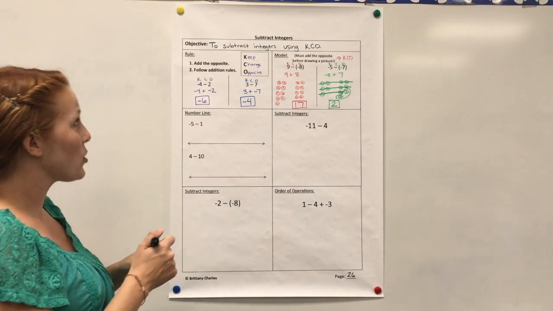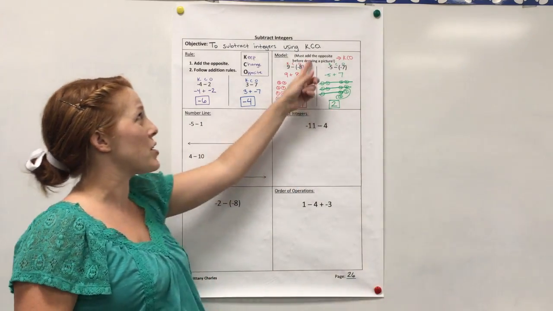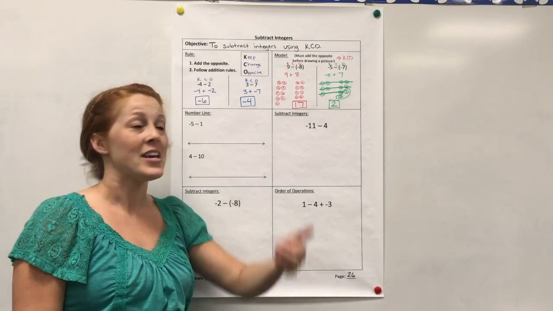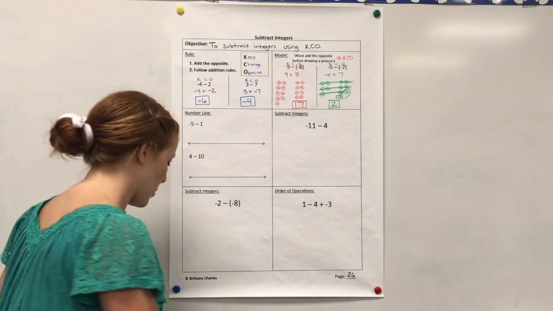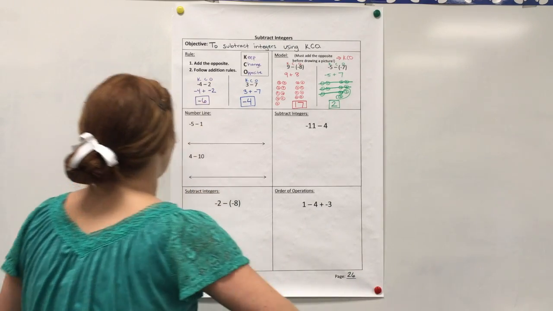All right, number line. Same thing as up here. You have to do KCO first, and then you can look at the number line and use that to help you. So again, we're gonna label our number line.